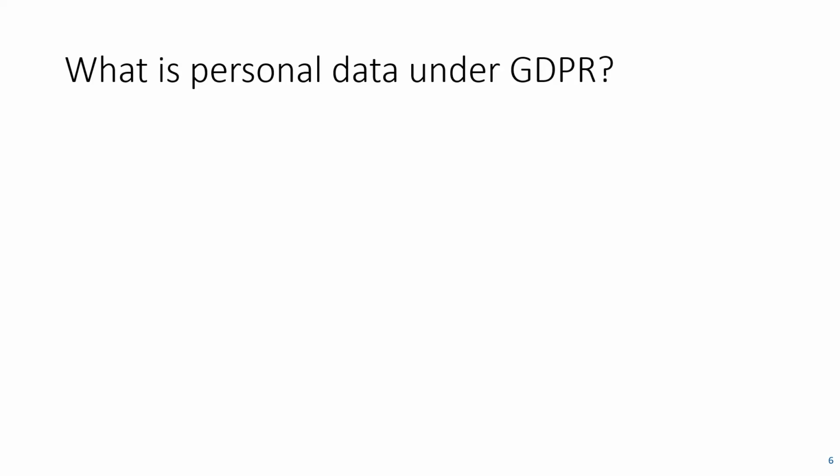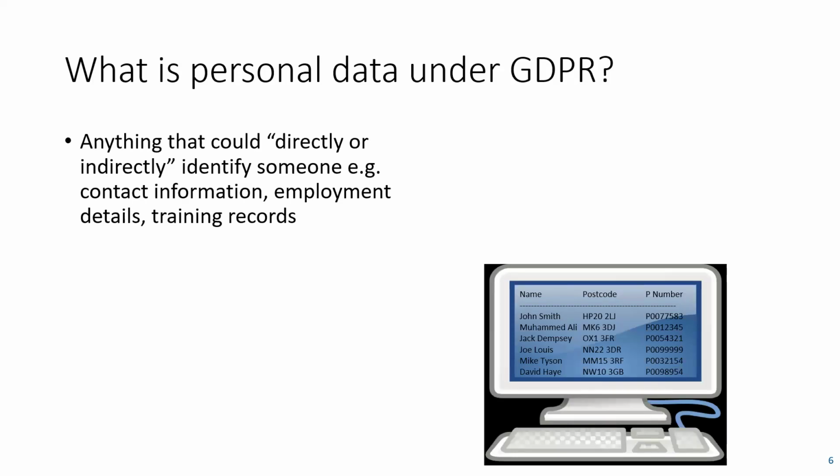So the starting point to understand how you can interpret those principles and apply them within your setting is to understand what personal data actually is. And personal data is anything that could directly or indirectly identify someone, or the data subject. So that could be contact information, employment details, training records, etc. So it's a very broad scope in relation to personal data. If you can work out who that person is that this data or this information is relating to, then it's personal data.